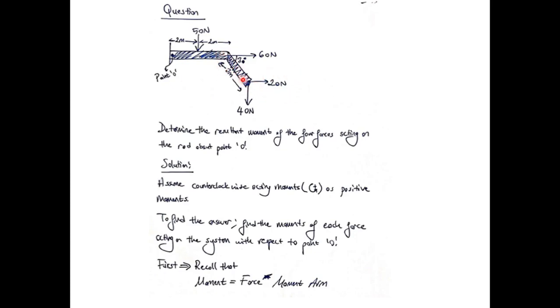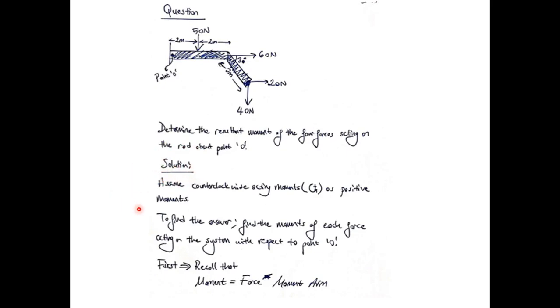It is acting at the end of a rod, which has a length of 3 meters. And the fourth force is having a magnitude of 40 newtons. And we're going to find out the moment arm using the geometry given to us. What is the geometry? So the straight line is divided equally 2 meters by 2 meters, so it is 4 meters in total. This extra rod has a length of 3 meters with an angle of 30 degrees. What is the question? Determine the resultant moment of the four forces acting on the rod about point O, about this point. So let's move on to the solution.